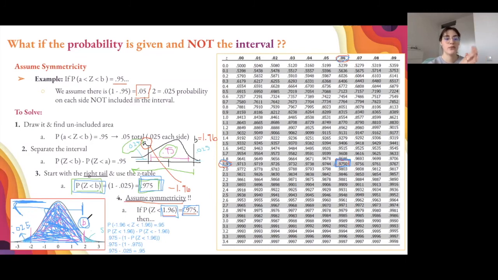So actually, whenever we are trying to find a and b, we're trying to find the intervals, it's actually not that bad, because you just need to find one side and you automatically assume that the other side is the same exact value, but just negative.